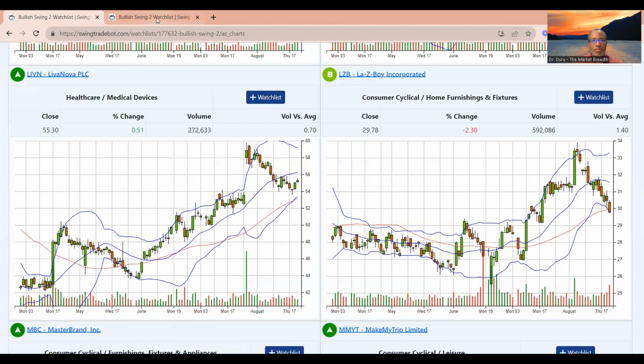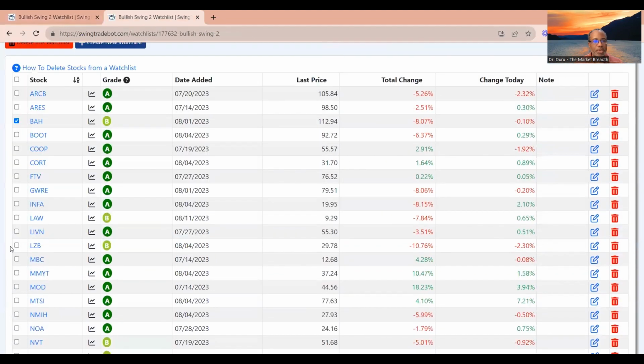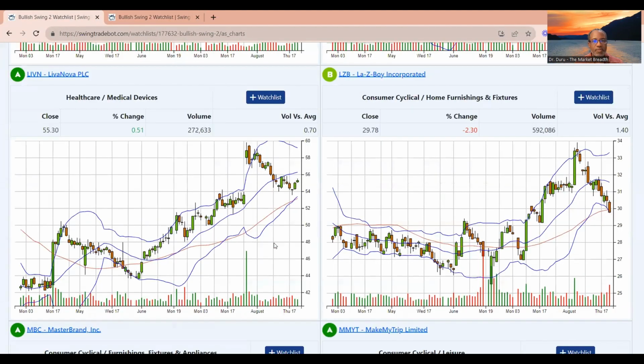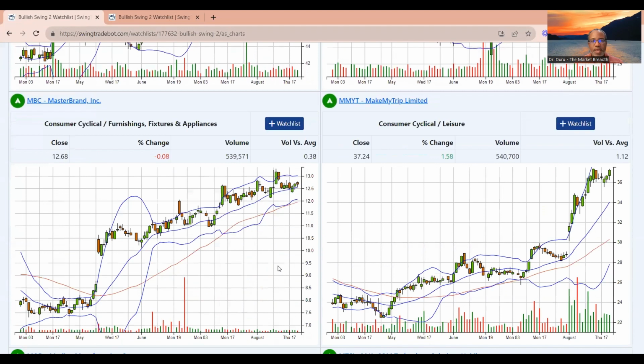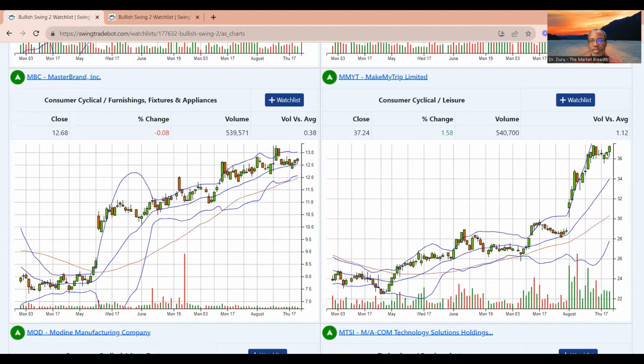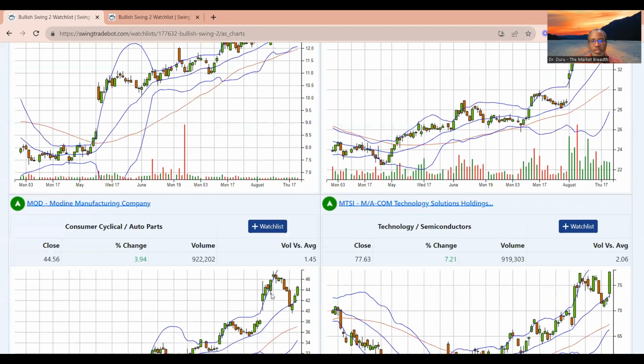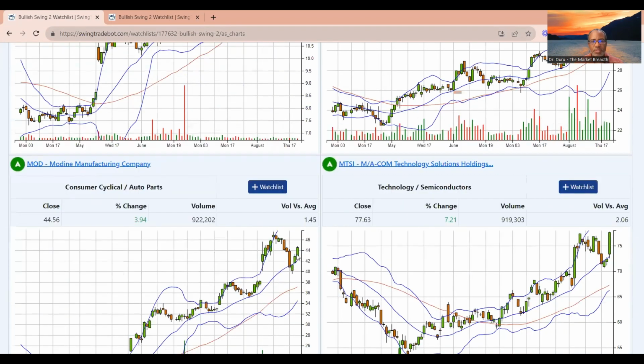I do not like La-Z-Boy. It is broken down below the 50-day moving average. So I switch over here and I click that, get rid of that. And that one looks okay. This one looks like it's getting ready to break out. That's MMYT, MakeMyTrip Limited. Wow, look at this beauty. Bounced off the 20-day moving average with strength. I did buy this one today, and it is looking fantastic.